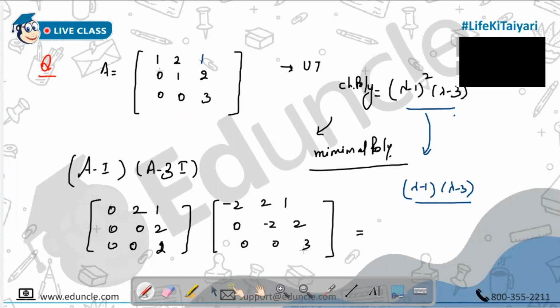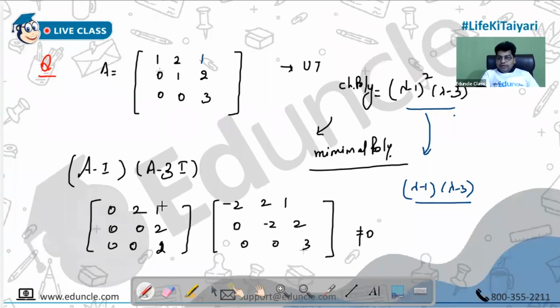This is not 0, sir. Yes, this is not 0. It means you cannot say this annihilates. And a polynomial having degree less than 2 also does not annihilate. So only two possibilities were there. This is not annihilating, so the other one is the only annihilating polynomial which has minimum degree, is a divisor, and annihilates. It means this is the minimal polynomial. Done. Next question.